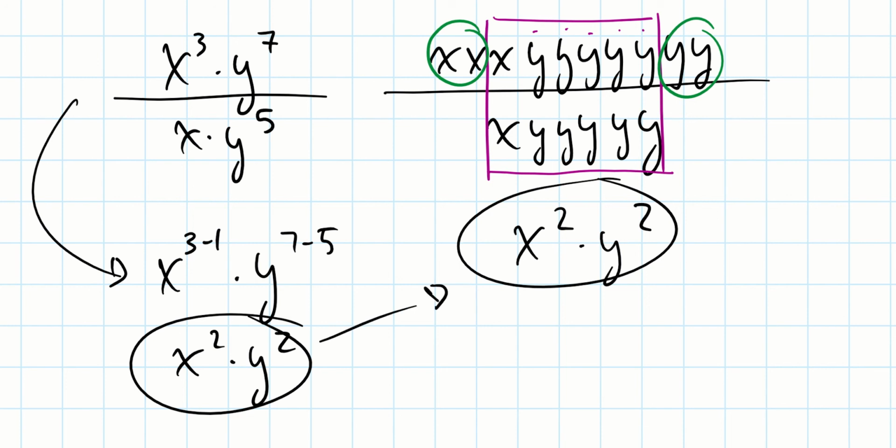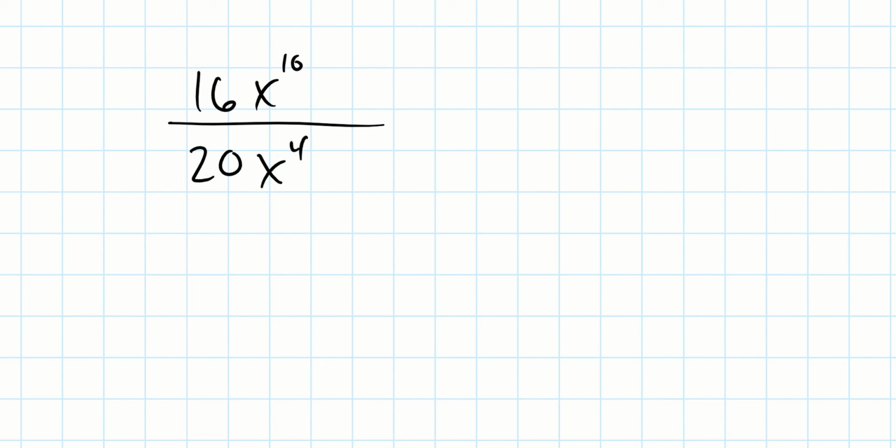So one of the problems that I've noticed over the years is that we get used to seeing the bases are the same and we do the subtraction, and all of a sudden some weird things start to happen. So for example, let's say that I have 16x to the 10th, and I'm dividing that by 20x to the 4th. Well, I understand that in terms of x, my answer is going to have x to the 10 minus 4 power, which is x to the 6th power.